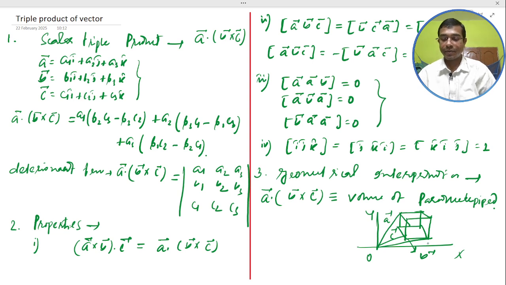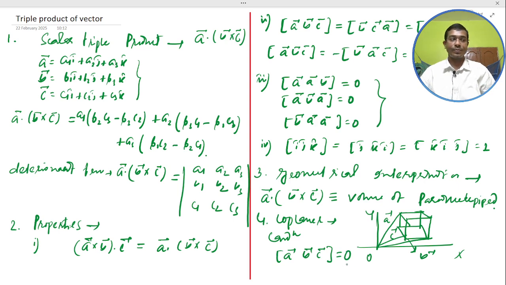Condition for three vectors to be coplanar is very important. Number 4, coplanar, most important. This is the coplanar condition. That means the box of A, B, C should be 0. This is the condition for any three vectors to become coplanar.